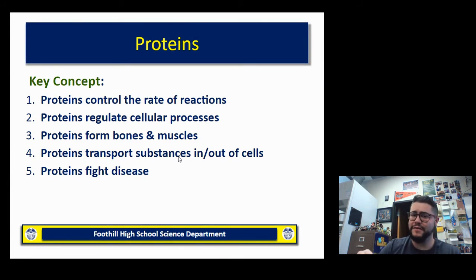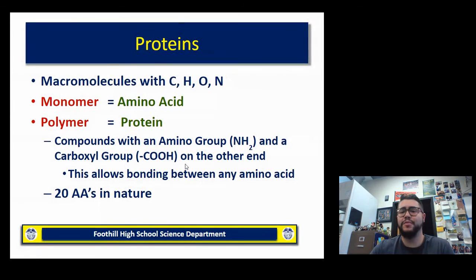Proteins have a few different functions. Proteins can control the rate of chemical reactions in the body. They can regulate certain cellular processes. They form bones and muscles, transport substances in and out of the cell, fight diseases. Proteins do a bunch of different things. So a protein is made of carbon, hydrogen, oxygen, and nitrogen. The polymers of this macromolecule are made up of amino acids. So amino acids are the monomers.